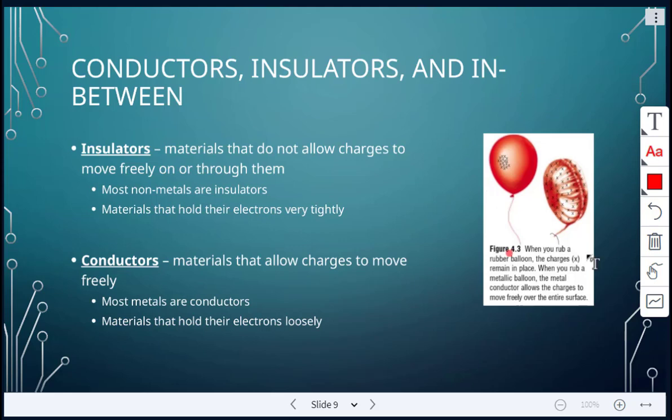So if we look at these two diagrams here, here is a rubber balloon, and this one here is a metallic balloon. When you rub a rubber balloon, the charges remain in place. So shown here, the charges are all kind of in one place. But when you rub a metallic balloon, the metal conductor allows those charges to move freely all over the entire surface.